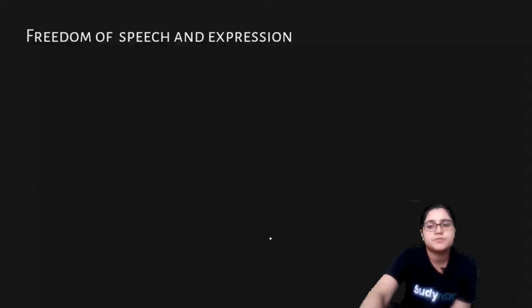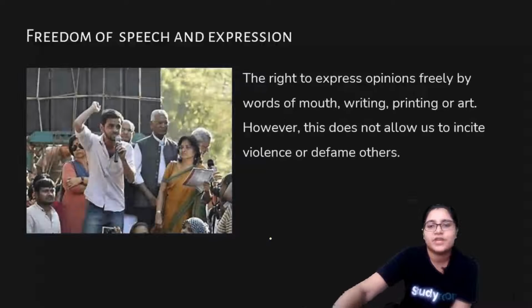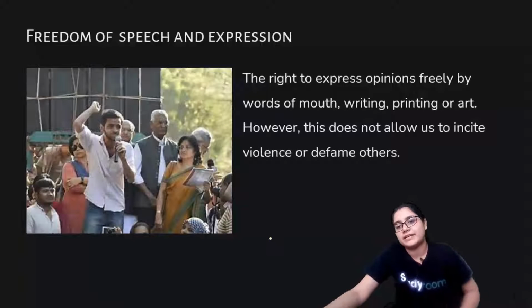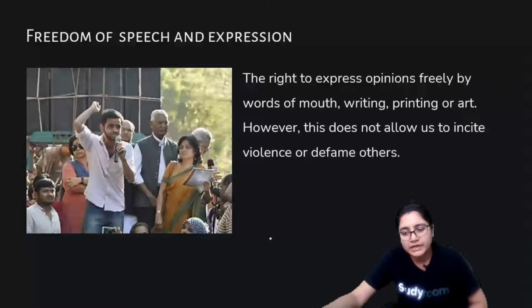Now we have freedom of speech and expression. So the right to express opinions freely by word of mouth, writing, printing or art. However, this does not allow one to incite violence or defame others. So freedom to publicize your views through a pamphlet, magazine, newspaper or through painting, poetry or songs is all well and good.